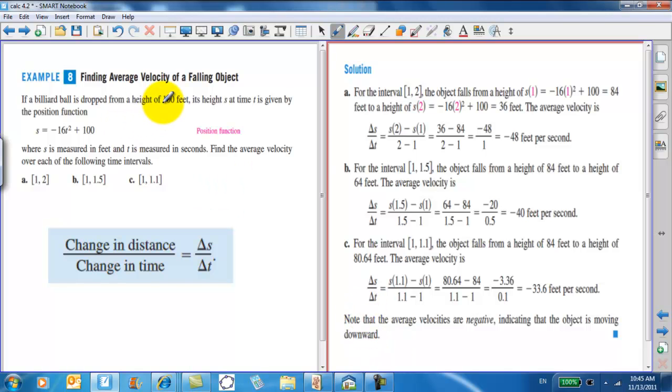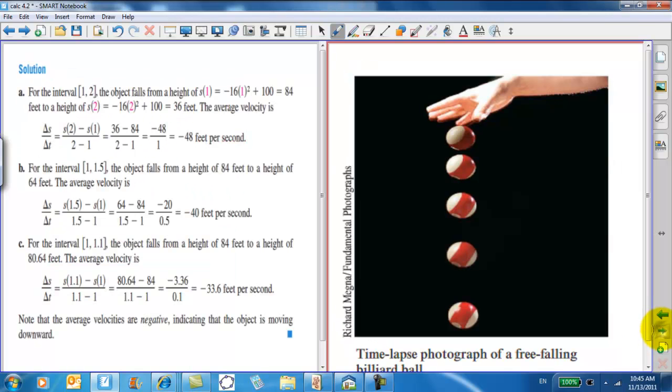This is an example of a ball being dropped from a 100-foot height. And here you can see that when you drop a ball, it doesn't move down at a constant speed. It accelerates.